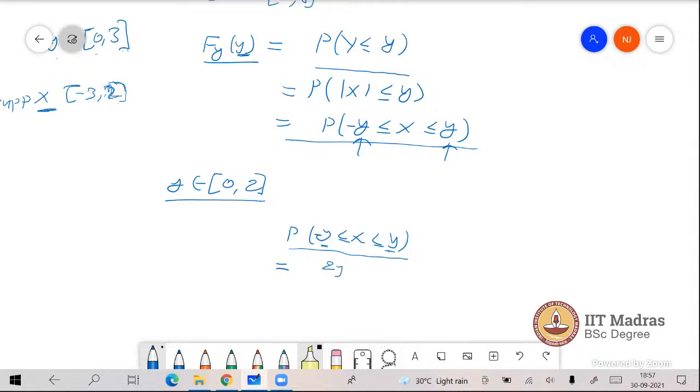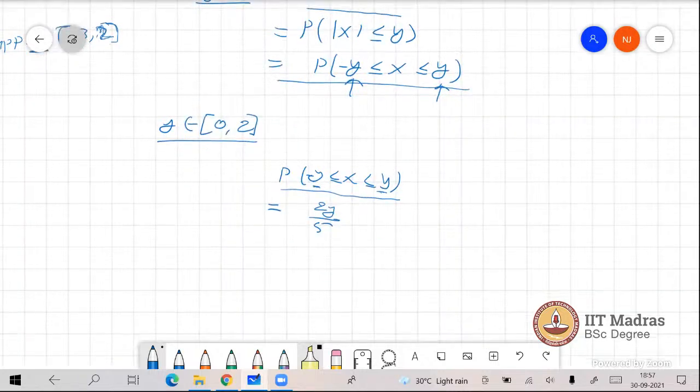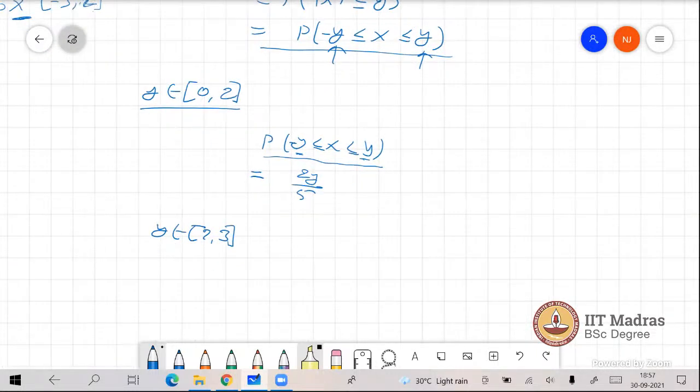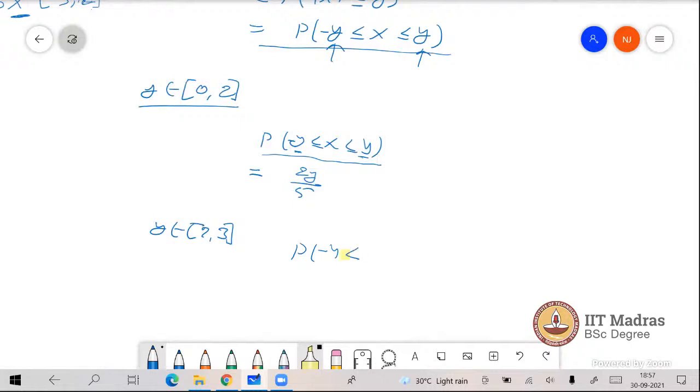2y by 5, right? And the next part is y, I have taken 2 to 3. Then this probability, what I will do? Now look at this, I have a problem with this limit, right? This upper limit will not be inside the range of x, the support of x.